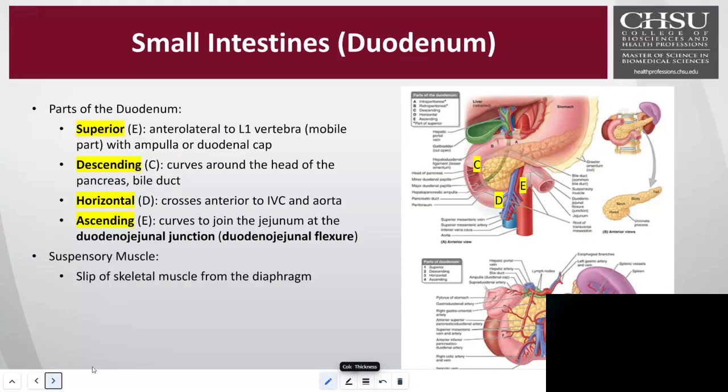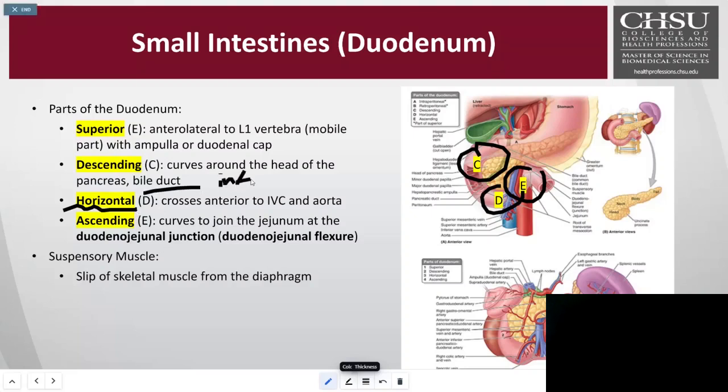So superior is E, corresponding over here E, and then the descending is the C part, and then the D is the inferior or the horizontal. Horizontal is a term that I listed because some books do use that. Most of the time I just use inferior. So if you ever see a question when they say horizontal part or the inferior part, that's the same thing. Okay, so this term is the same as inferior.